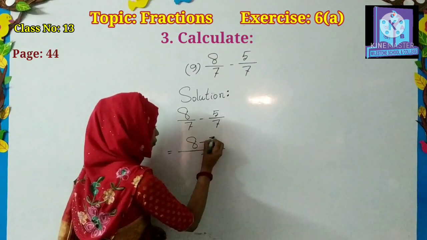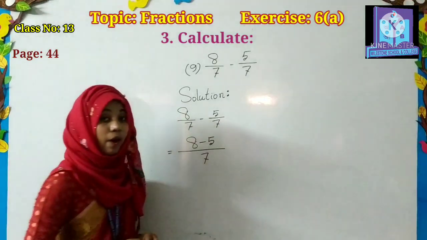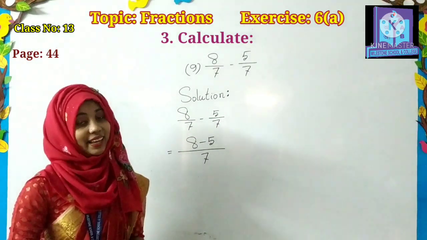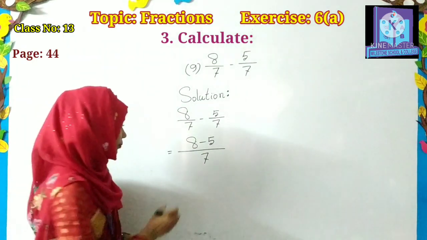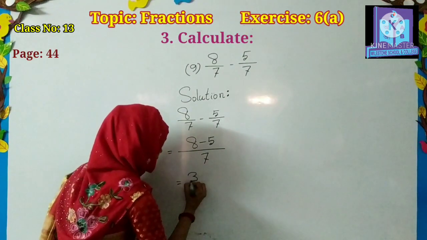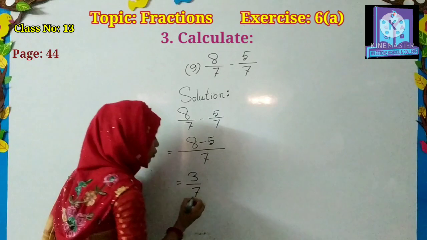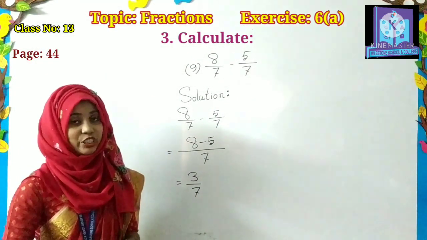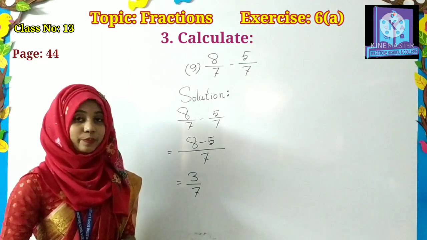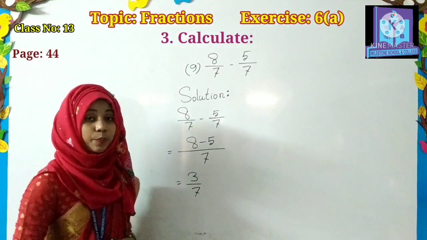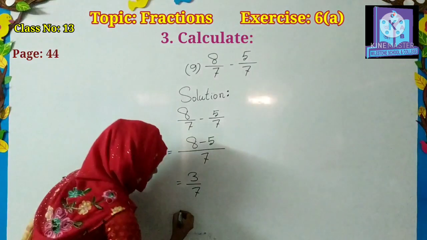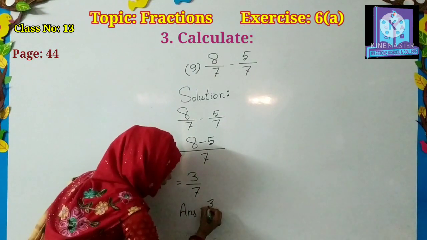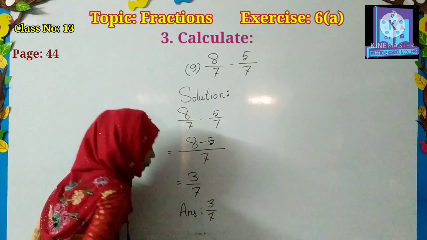8 minus 5. What is the difference between 8 minus 5? Excellent. 3. So our answer is 3 by 7. What is the fraction name? Yes, this is a proper fraction. So our answer is 3 by 7.